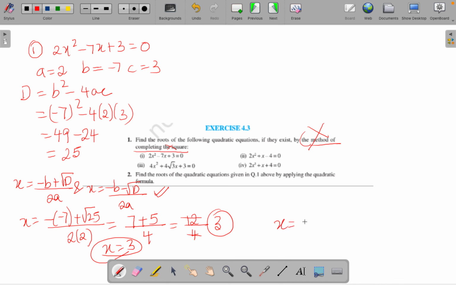Similarly, by using this formula we can find the other value also. So that is minus of minus 7 minus root 25 upon 2 into 2, that is 4. So this will be 7 minus 5 by 4. So 7 minus 5 is 2, children. 2 divided by 4 is half. So another value of x is half.